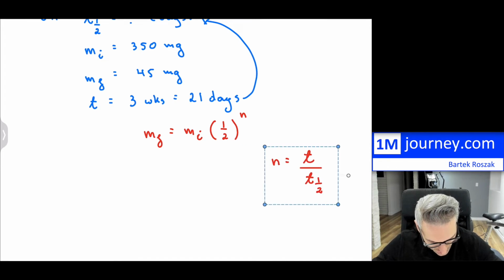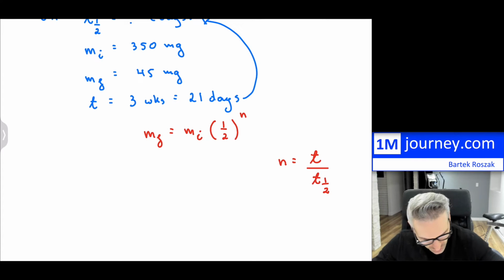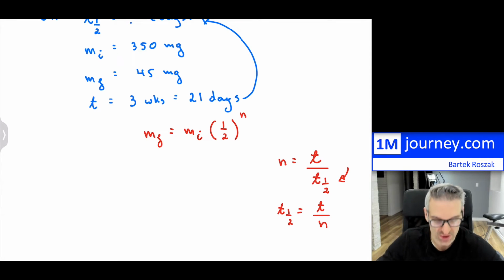So I'm going to take this on the side here and I'm going to point out to you that if you do want the half-life, then this is just simply half-life is equal to the total time divided by the number of half-life periods that have passed by. So this is t over n. I'm just rearranging this formula.